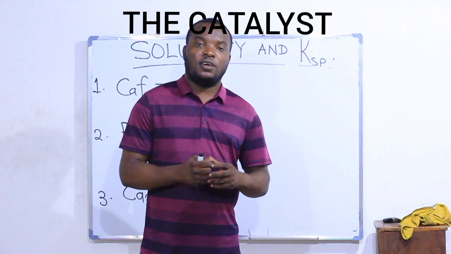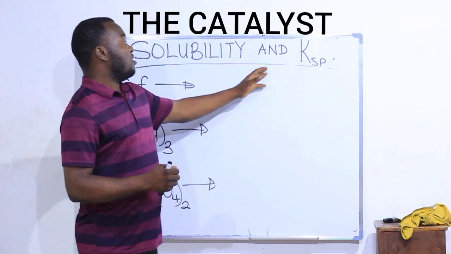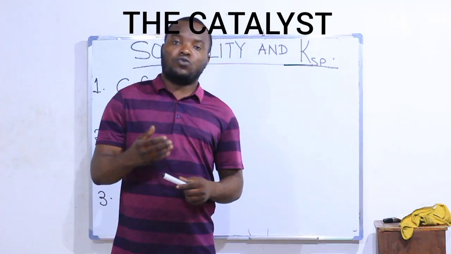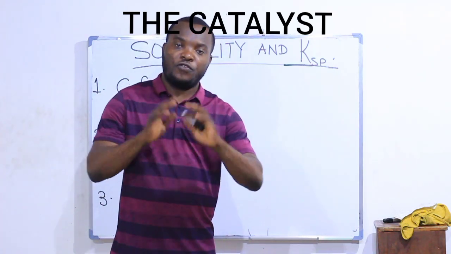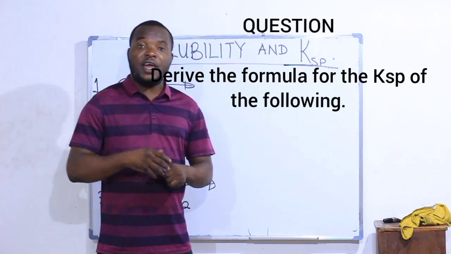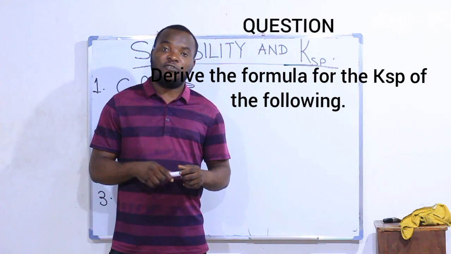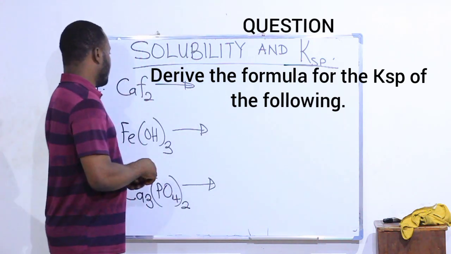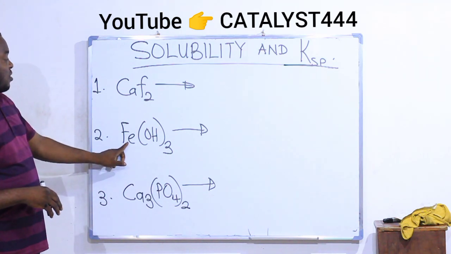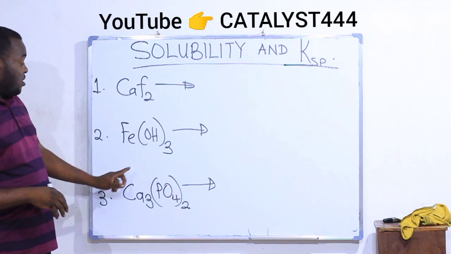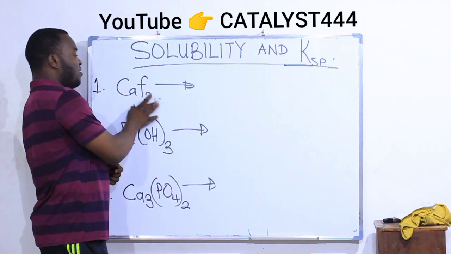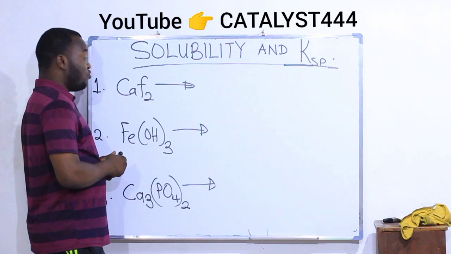Quickly look at the solubility and Ksp relationship. So let's see how to calculate solubility or Ksp of a substance. The question we have here says, derive the formula for the Ksp of the following. The first one is calcium fluoride, the second is iron 3 hydroxide, and the last is calcium phosphate. So let us derive the Ksp formula for each of them.